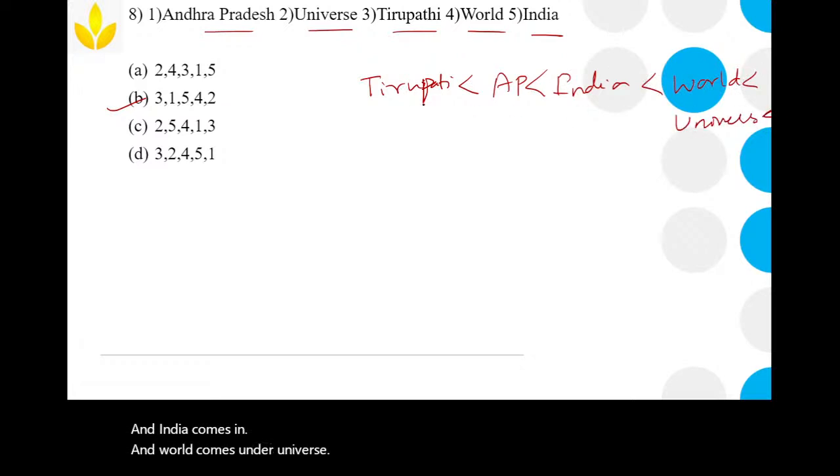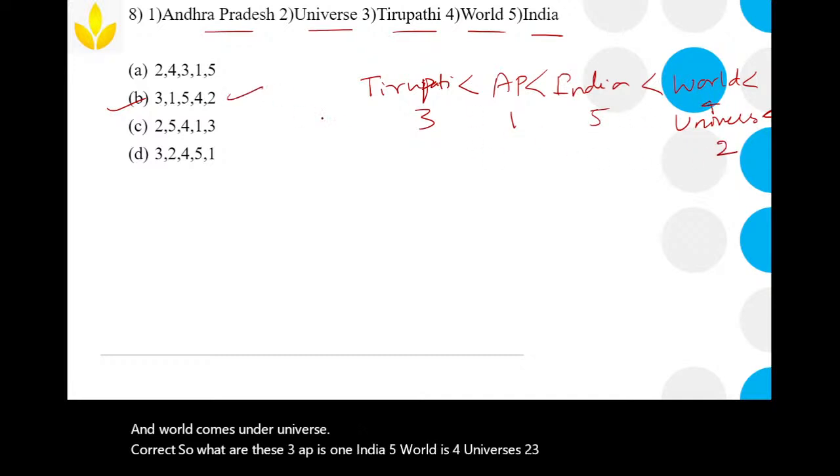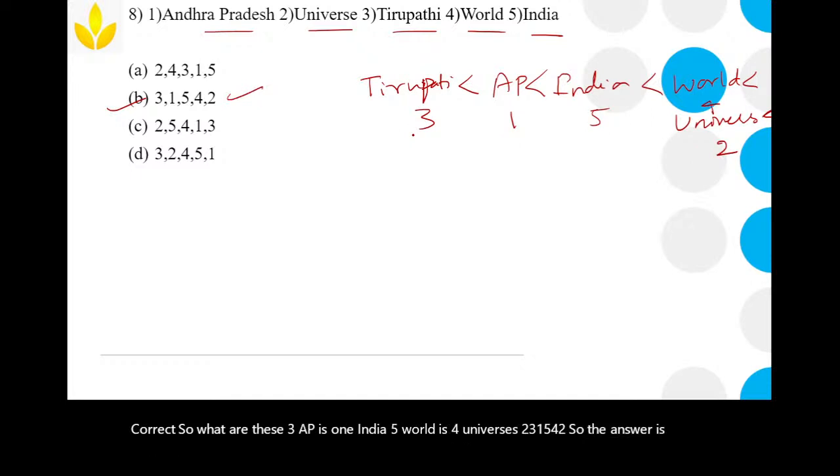Correct? So what are these? Tirupati is 3, AP is 1, India 5, World is 4, Universe is 2. So 3, 1, 5, 4, 2. So the answer is B. Whichever the answer you said, answer B, it's correct. Good. Good guys.